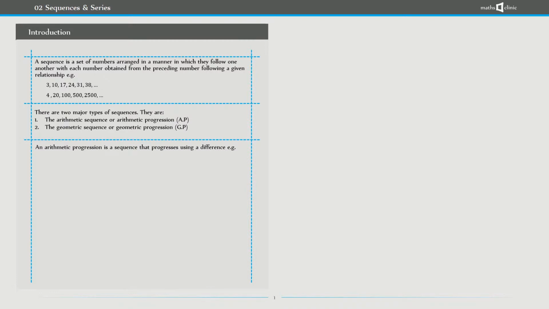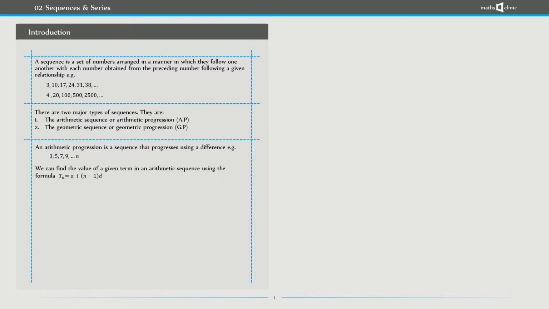An arithmetic progression is a sequence that progresses using a difference. Okay, for example, you have 3, 5, 7, 9, and so on. You notice we're adding something as the sequence progresses, okay, and in this case we're adding 2. So we start off with 3, and we have 3 plus 2 equals 5, and we have 5 plus 2 equals 7, 7 plus 2 equals 9, and so on.